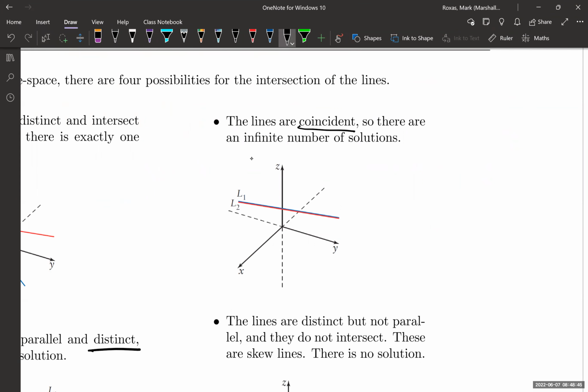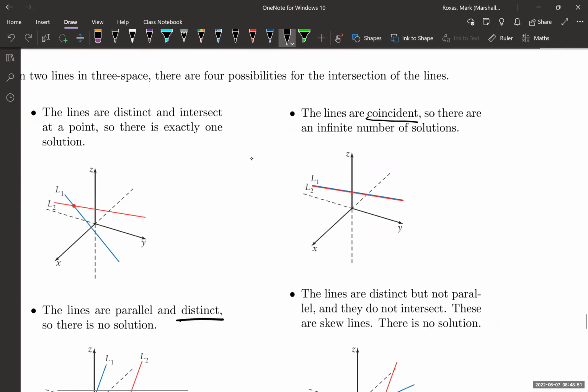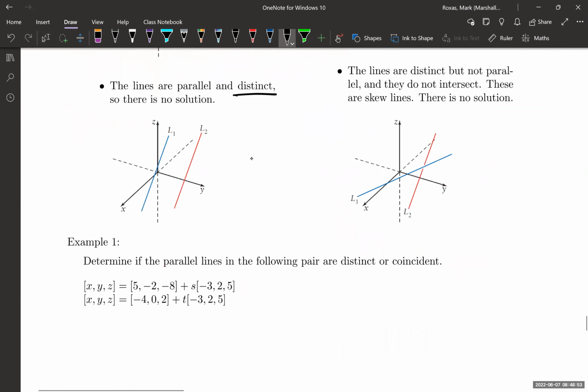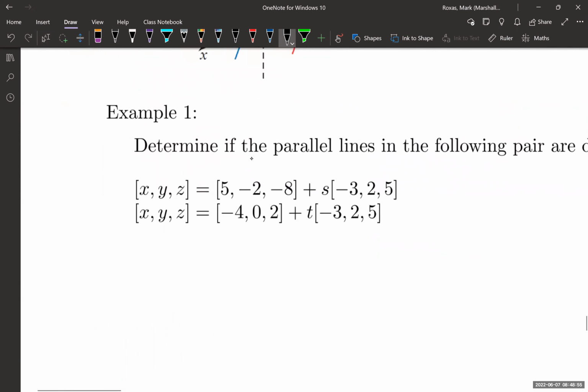Okay, they just may be two different looking equations, but they represent the same line. So when I look at these pair of equations, the first thing you need to look at is really the direction vector. What's happening here with the direction vector, -3, 2, and 5, and -3, 2, and 5? They're the same direction vector. Okay, so that already tells us that we're parallel. That just confirms that these are parallel lines. If they go along the same direction, they're going to be parallel.